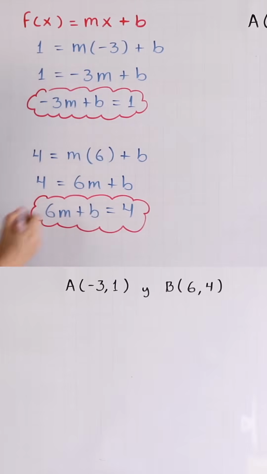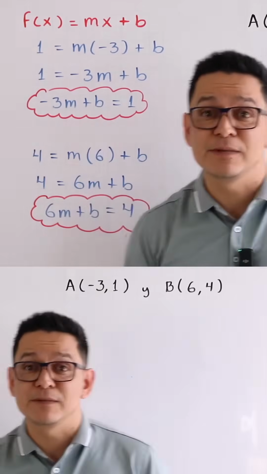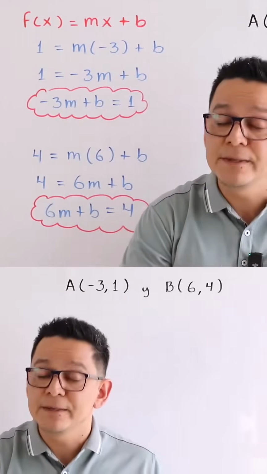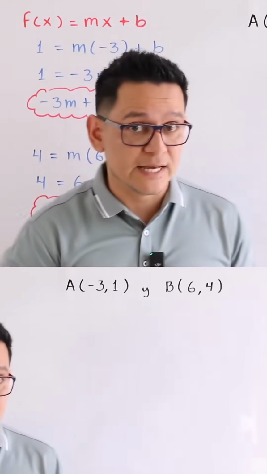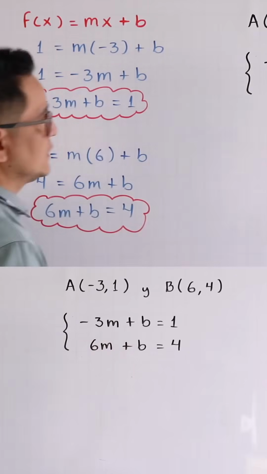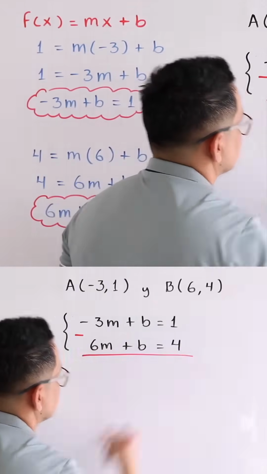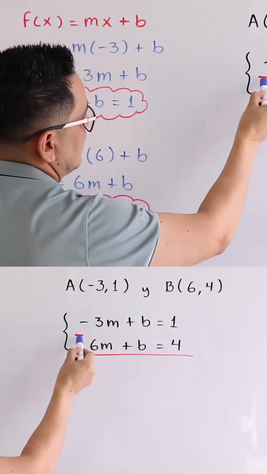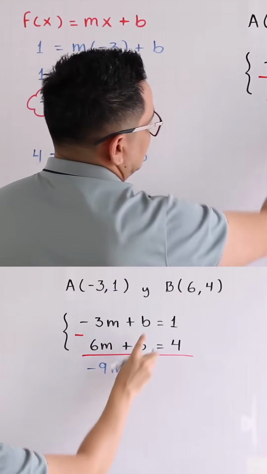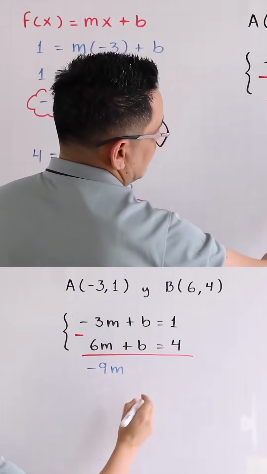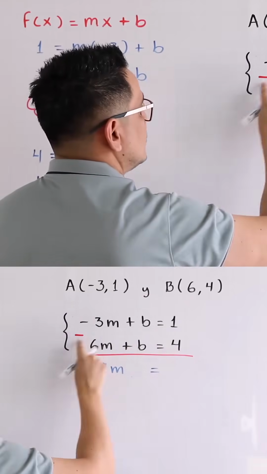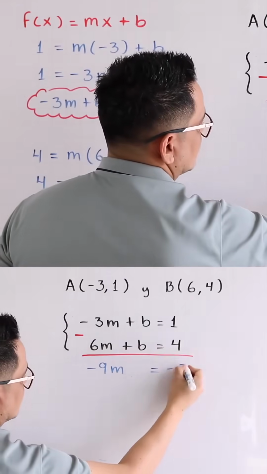Since we have two equations with exactly the same two unknowns, which are m and b, we can find the values of m and b if we solve this system of equations simultaneously, right? -3m plus b equals 1, and 6m plus b equals 4. So let me do that subtraction. So I have -3m minus this 6m. So in total, we have -9m. Then we have b minus b. This other b, well, it's going to give me 0, sorry. So I don't write anything. And on the right side, we have 1 minus 4, which equals -3.